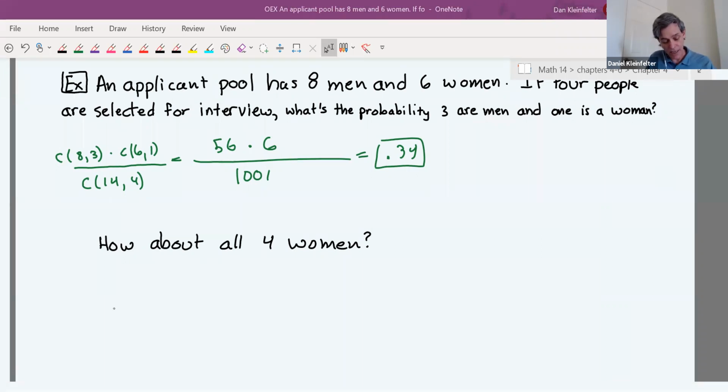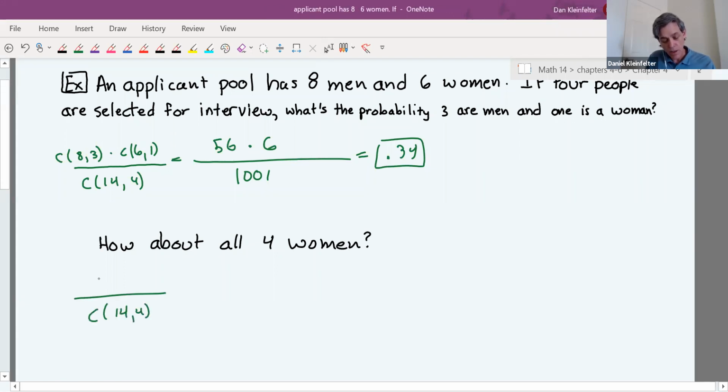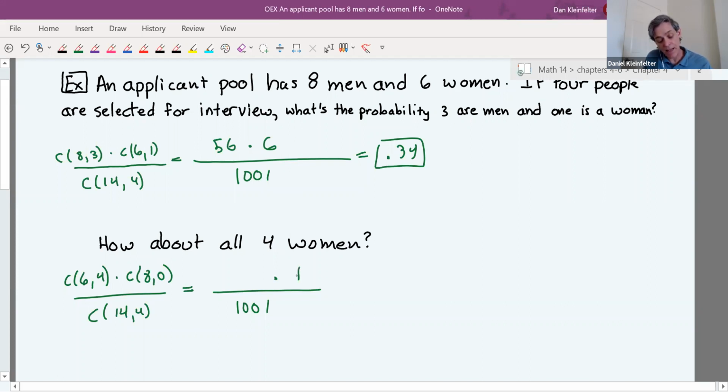So the same denominator. Okay, and then for this one, out of the 6 women, 4 will be chosen, and out of the 8 men, none will be chosen. Our denominator is still 1001. Okay, then let me do the men first. Out of 8 men, we're choosing none. How can that happen? There's only one way that that can occur.